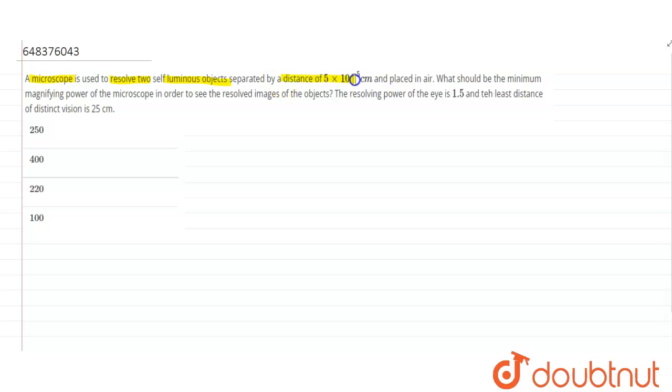Hi students, the question is: a microscope is used to resolve two self-luminous objects separated by a distance of 5 × 10^-5 centimeter and placed in. What should be the minimum magnifying power of the microscope in order to see the resolved image of the object? The resolving power of the eye is 1.5 minutes. The least distance of distinct vision is 25 centimeter.